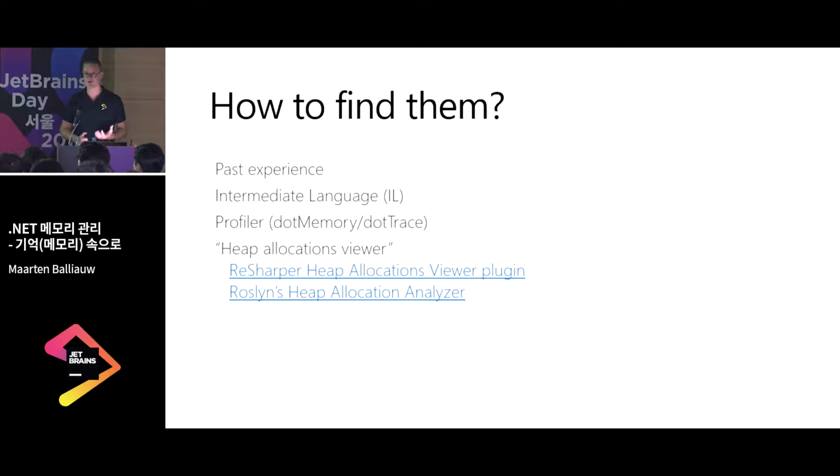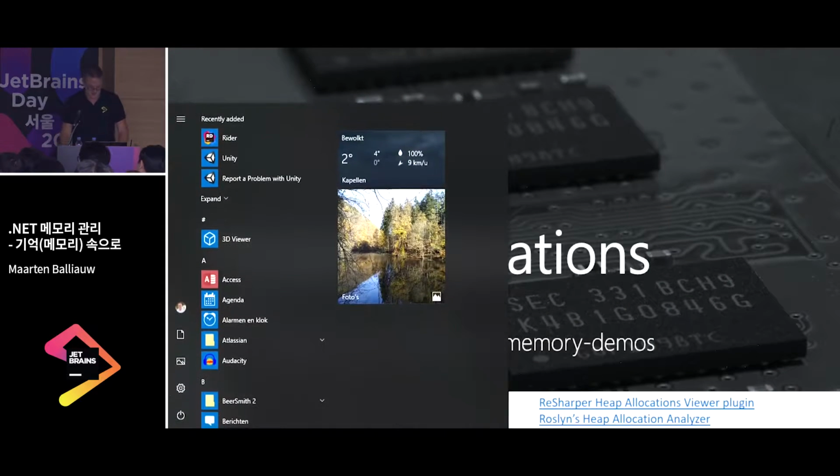A better way is to use a profiler, or if you're using ReSharper or Rider, you can use the Heap Allocations plugin, and that will show you a nice code analyzer that tells you whenever you are doing a hidden allocation. So let's look into some hidden allocations.